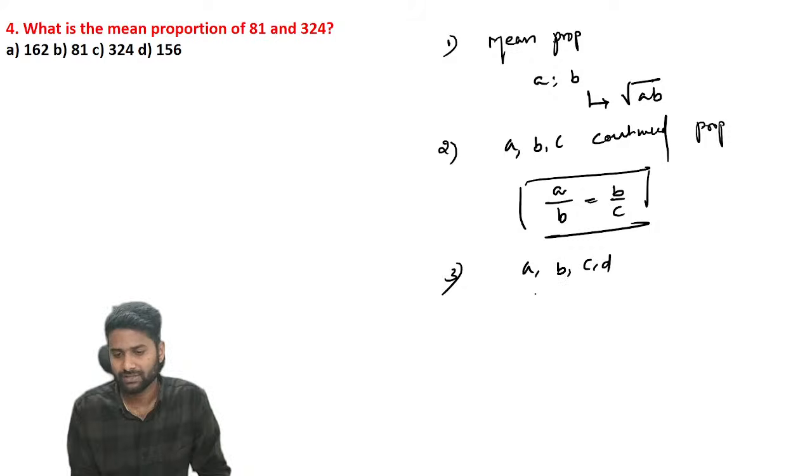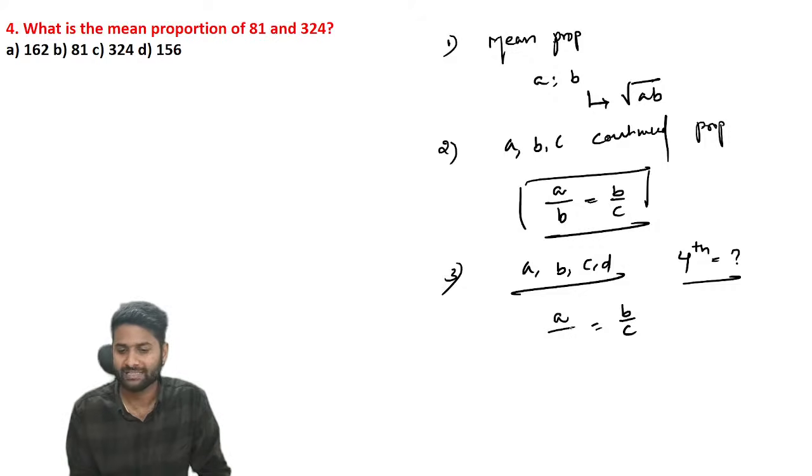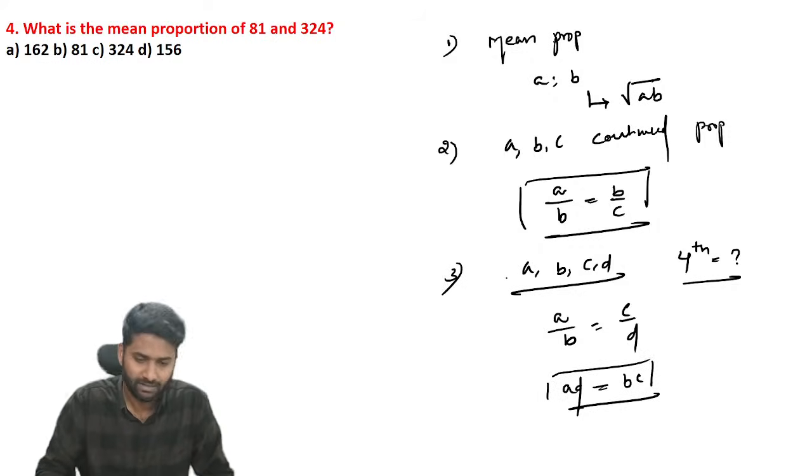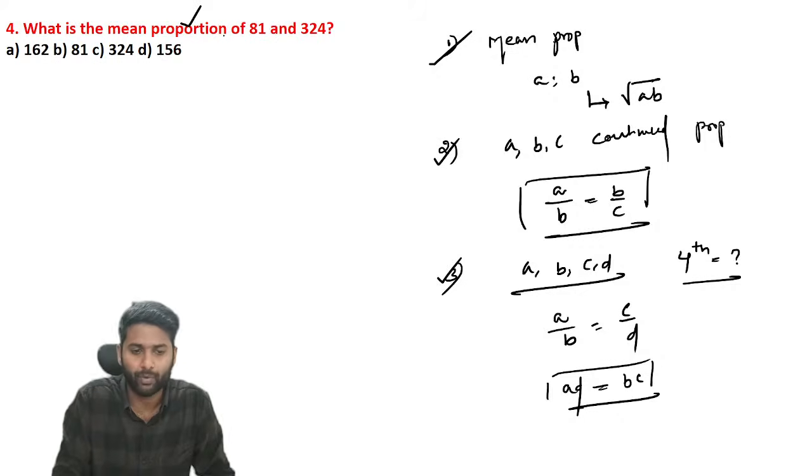One more question here. These are the direct questions. A, B, C, D are in continued proportion. If you want to identify the fourth proportion, see, the product of extreme ends is equal to the product of mean terms. So, A by B is equal to C by D. If you observe that, the product of extreme ends is equal to the product of mean terms. So, these are the three questions you can expect from the concept of proportion.